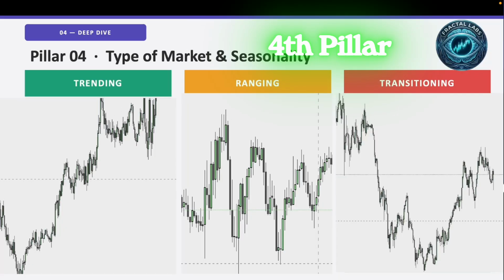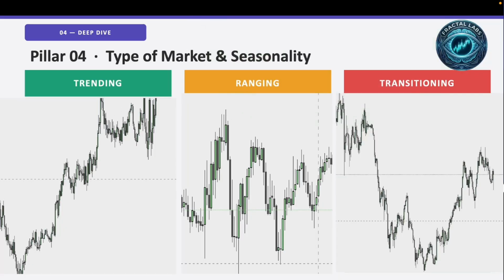And then finally, the last pillar I want to touch on is the type of market and the seasonality. This is also a very important component to initialize these systems because you need to know the type of market you are operating in. And right here, I always mean higher time frame, but this can also be applied to lower time frame as well because everything is fractal. That's the name Fractal Labs for a reason.